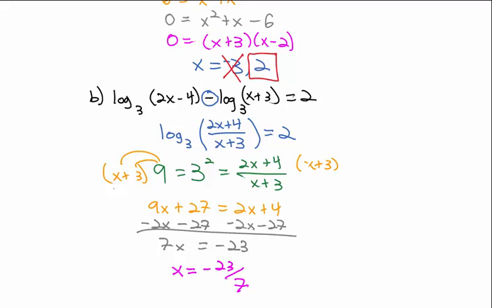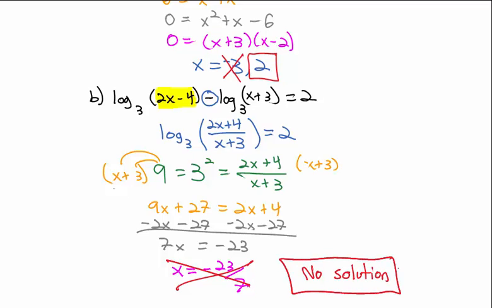Of course, we always want to check our answer. And if we plug negative 23 sevenths into the first log, multiplying by 2 is going to still be negative, and subtracting 4 is going to make it even more negative. When we plug negative 23 sevenths in, that first log becomes a negative. We have to throw that answer out, and this one actually has no solution. Because that first log ended up negative. The second log would have ended up positive, but the first one ended up negative. It's outside of the domain.